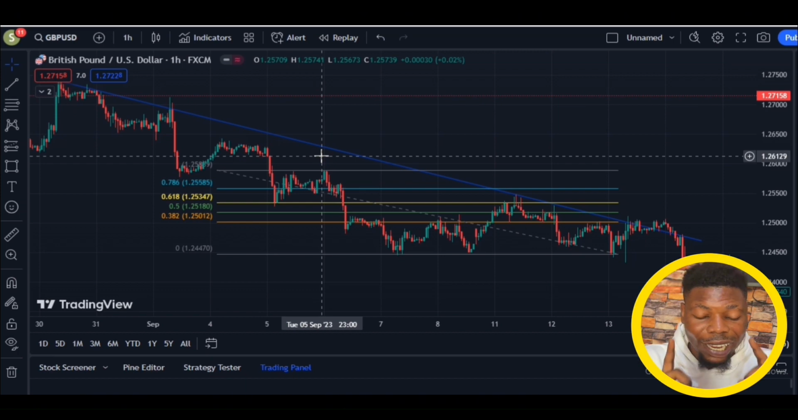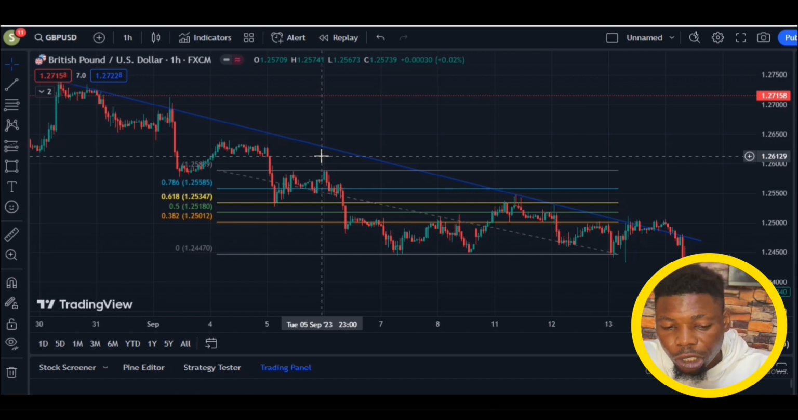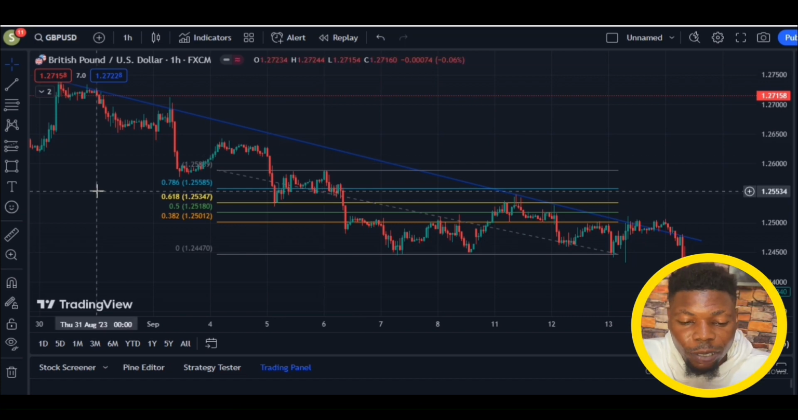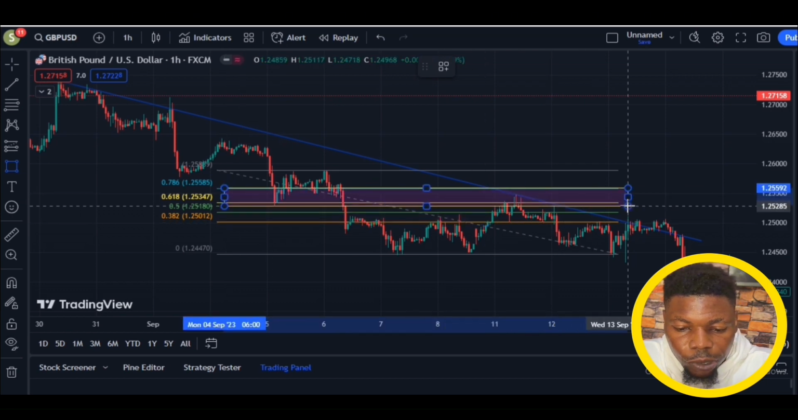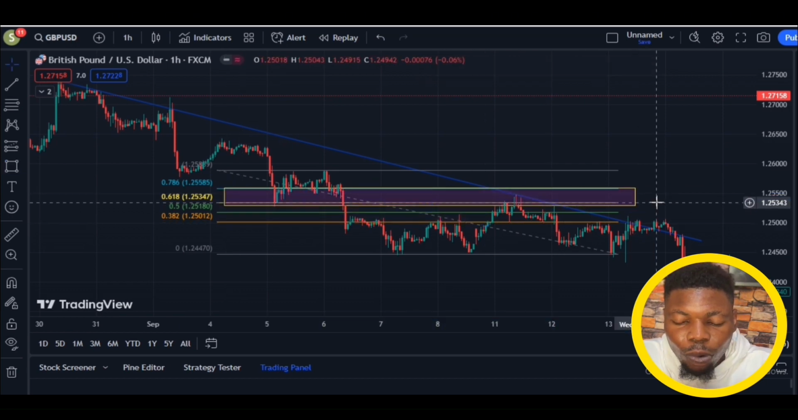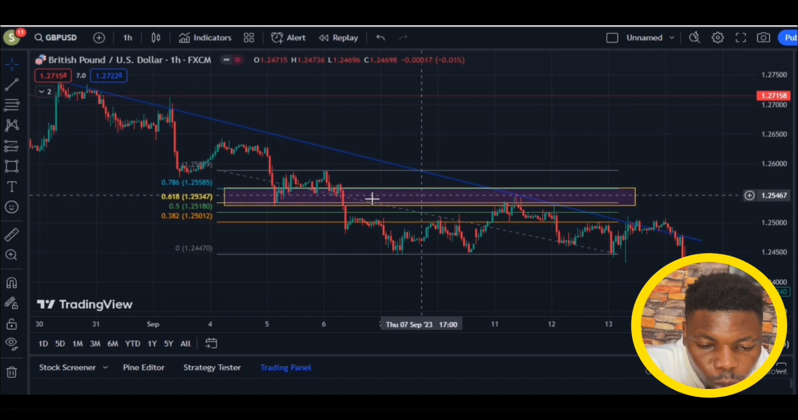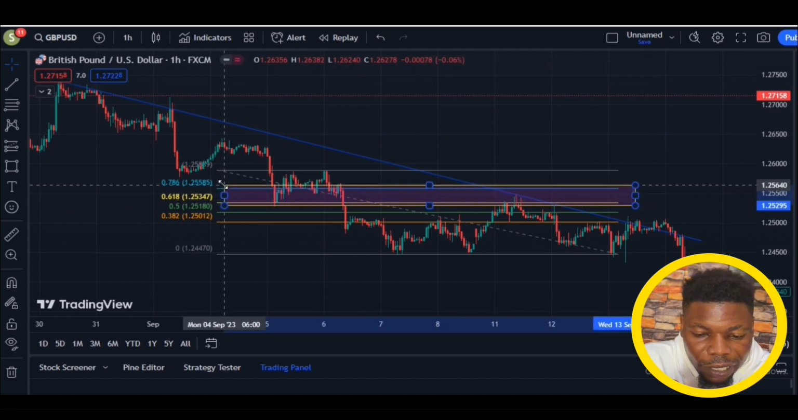We are still left with a last step, which is it must be in confluence with a supply or a demand zone, which acts as a form of support and resistance. Since we are having a bearish trend here, we are looking for a demand zone. Remember, bullish, you're looking for a supply; bearish, you're looking for a demand zone. So can we identify any demand zone here? Definitely we can identify one, which is here. We can see that this is the demand zone that was in confluence with the 0.618.